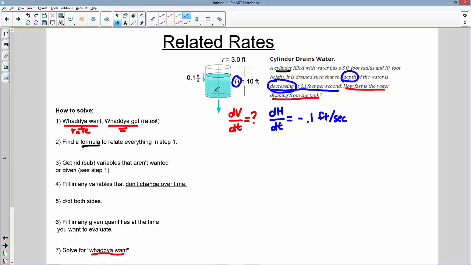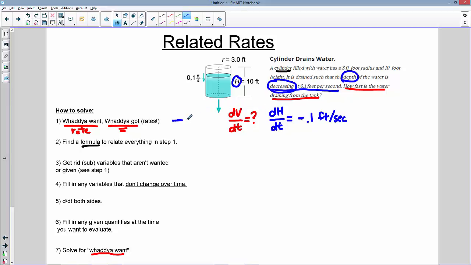So depending upon your perspective, sometimes it's going to be negative, sometimes it's going to be positive, if we're looking to see how something else changes in another different problem. But it's going to be negative because we're draining water out and we want the h to get smaller over time. And this will decrease the h over time. Every second, it'll drop by 0.1 feet. So we want to see how much water we're actually losing.